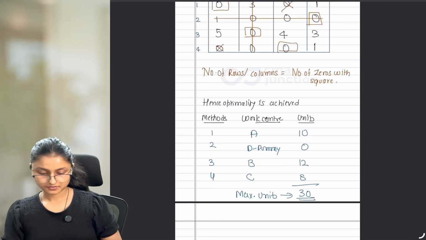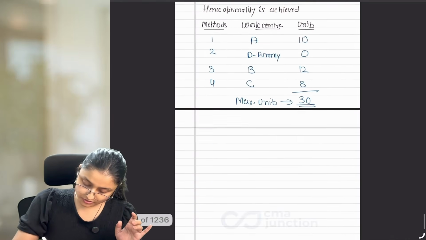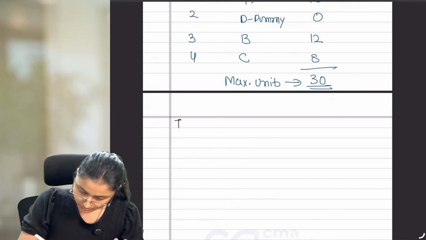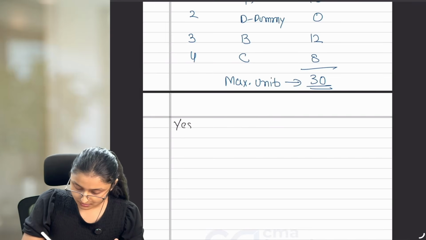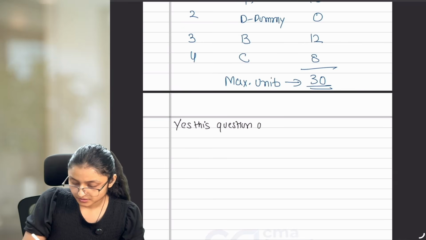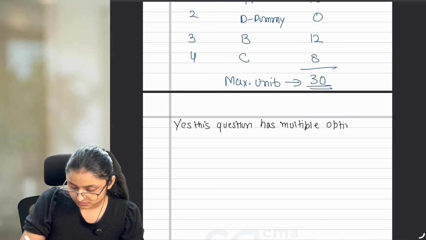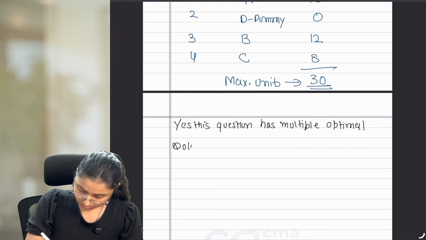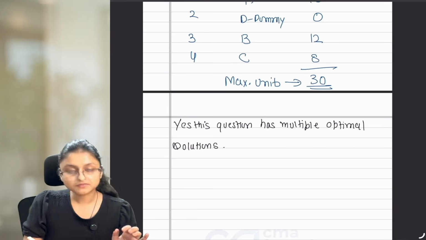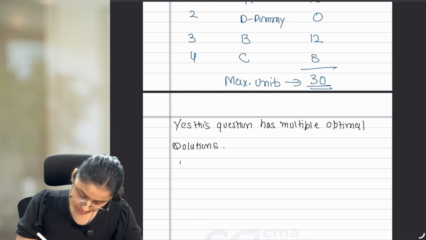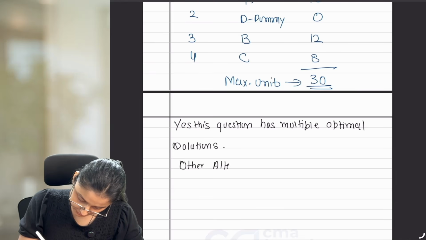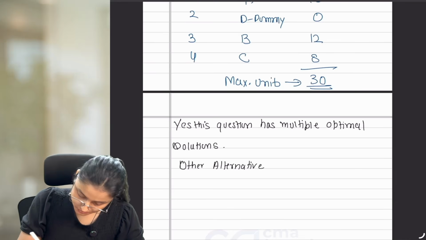Okay? Now, after this the question is also asking us for an alternative solution. Yes, this question has multiple optimal solutions. If more than one, that means multiple, right? So, other alternative solution can be.